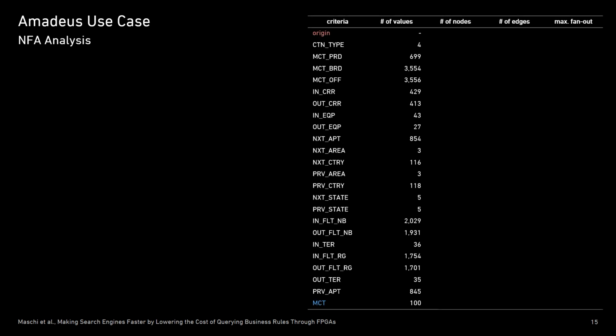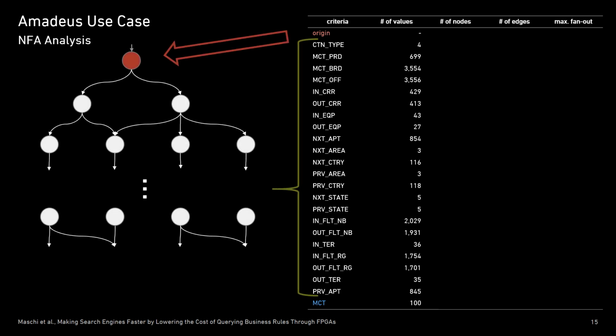To perceive the real impact of this, let's have a look at the MCT rules used by Amadeus. The NFA is too big to be plotted here, so let's use this table. The first line corresponds to the origin of the graph. Then, the next ones correspond to a criterion each. So for every line, we have one level of the graph. Finally, the bottom line corresponds to the leaves, so the MCT value pointed by the rule.